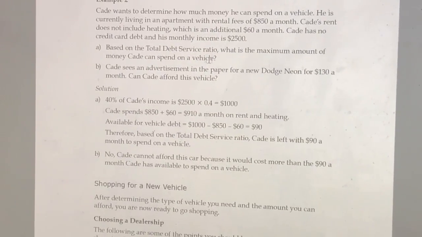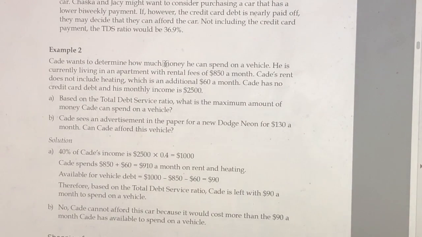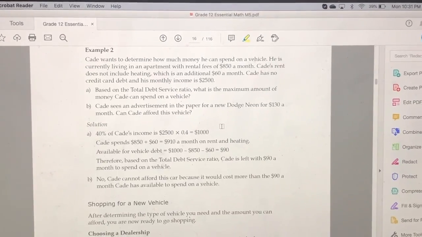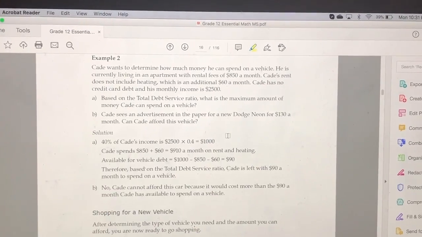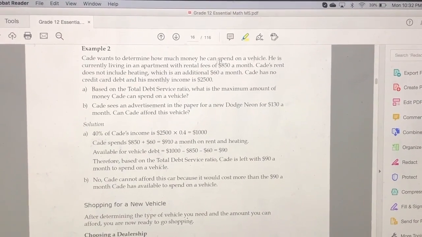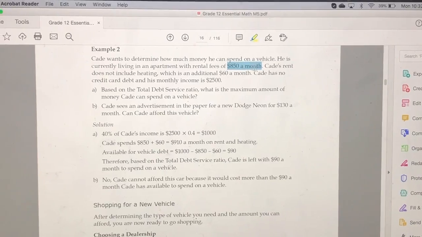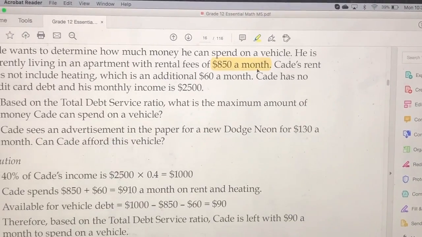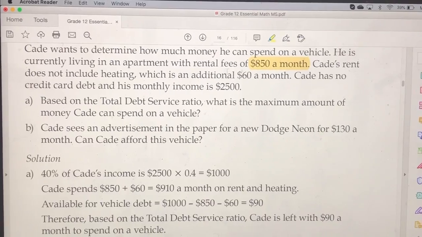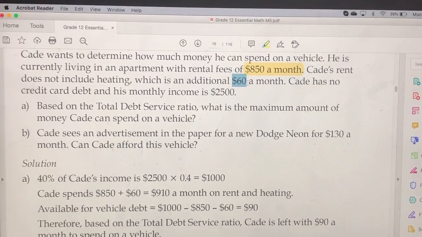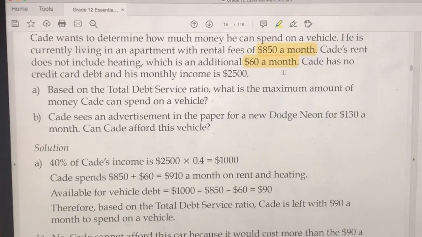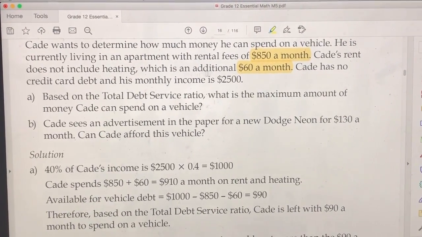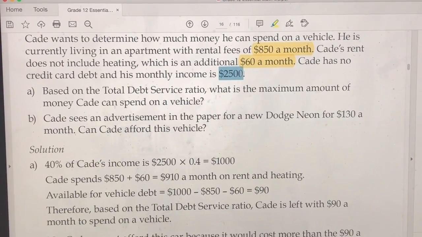Okay. Let's try example 2. Right, so let's look at example 2 here. It says Cade wants to determine how much money he can spend on a vehicle. He is currently living in an apartment with rental fees of $850 a month. So let's highlight that. That's going to be some important information there. Cade's rent does not include heating, which is an additional $60 a month here. Cade has no credit card debt. Awesome. And his monthly income in this case is $2,500.